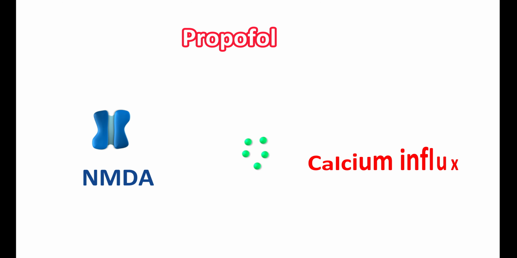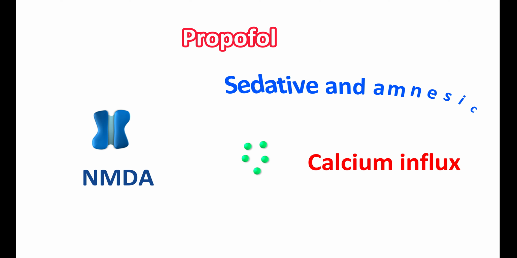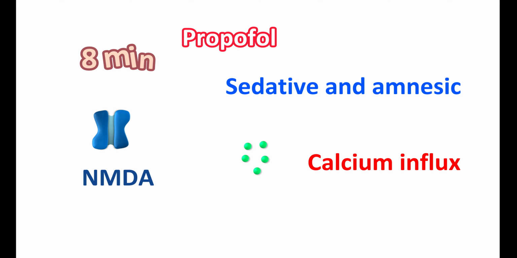Propofol also has other actions. It can also inhibit NMDA receptors. It can also modify the calcium influx, thereby it can reduce the excitation of neurons. It shows sedative as well as amnesic effects, but it does not have any analgesic effects. Peak plasma levels of propofol can be observed after 8 minutes of administration of Fospropofol.